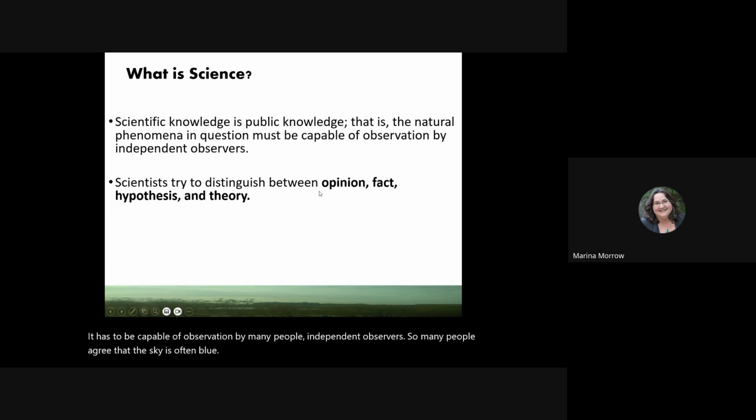And we try to distinguish between opinions and facts and hypothesis and theory. So, a fact might be something like the sky is blue. And an opinion might be I like blue. All right, so let's look at what a hypothesis is and what a theory is.